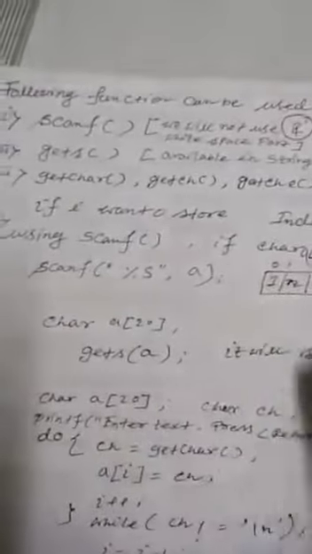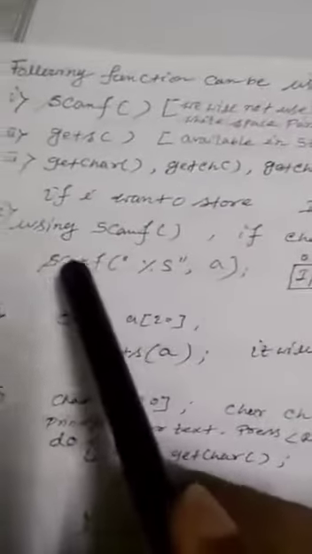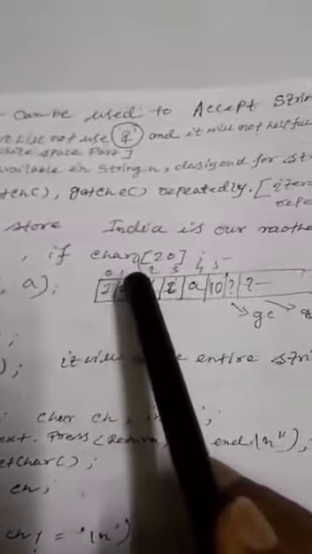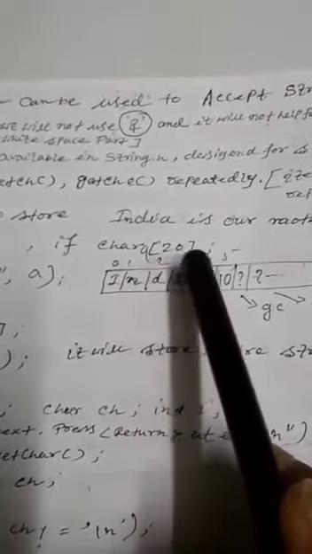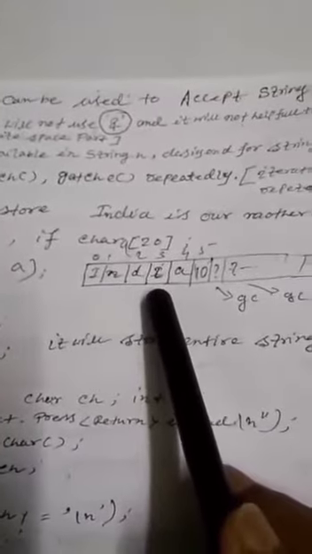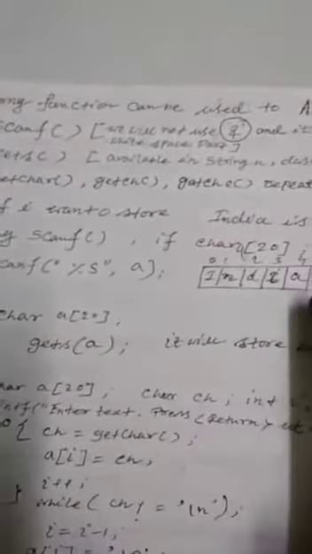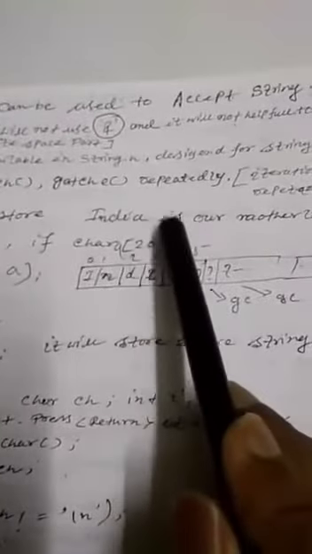Now we will clear the concept with the help of some examples. If we want to store 'India is our motherland', what will happen through scanf with %s? If we declare a character array of size 20 and use scanf, only India will be stored, and after that there will be garbage. So it will not be able to take anything after white space.